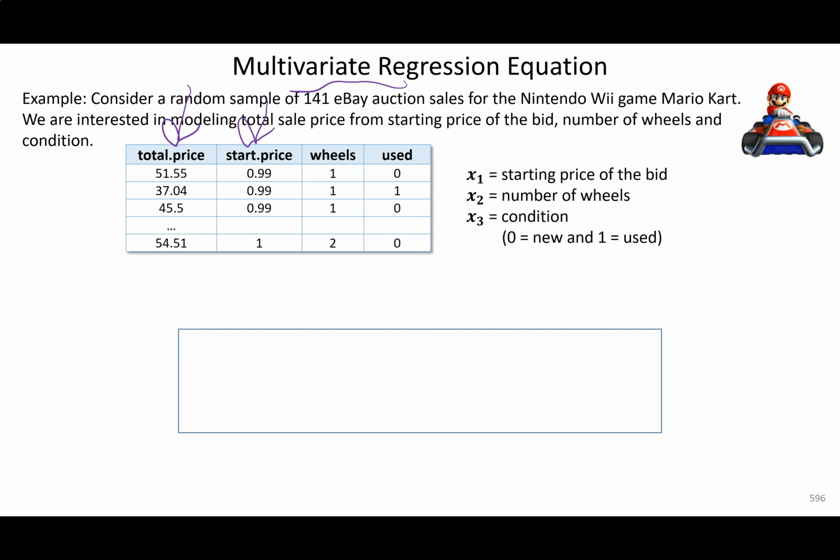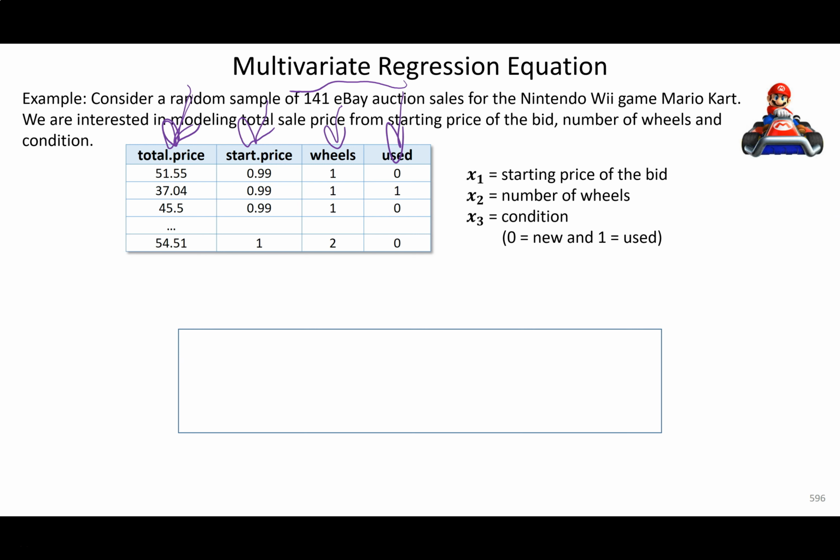We're going to base it on what the starting price is. So the way eBay works is there's a starting price and people can place bids, which leads to our total price, what it ends up selling for. We're going to factor in the number of Wii wheels included. So this is a little old school, but back in the day, the Wii came with Wii wheels, or certain games did. And then whether or not the game was used. So we want to factor in what the starting price was, the number of wheels that were included, and whether or not the game was used.